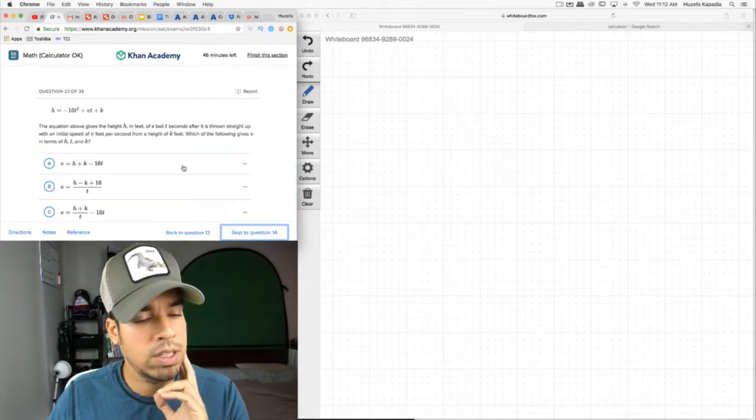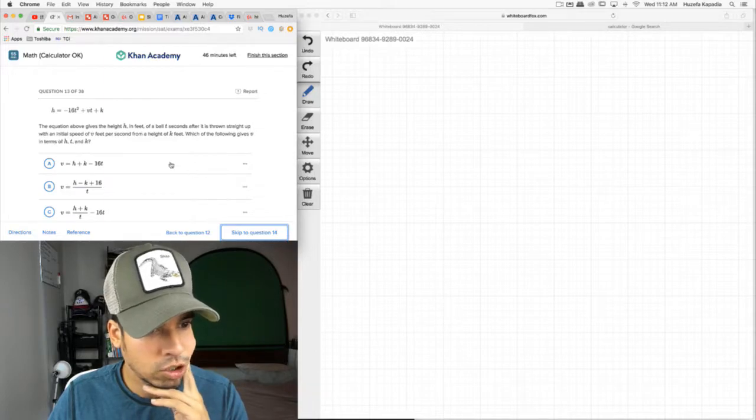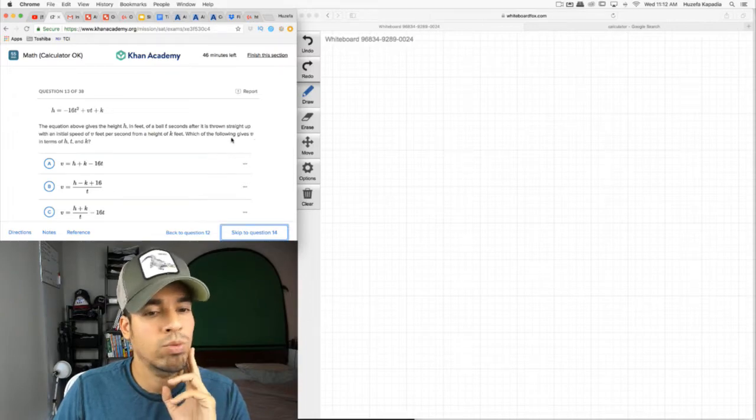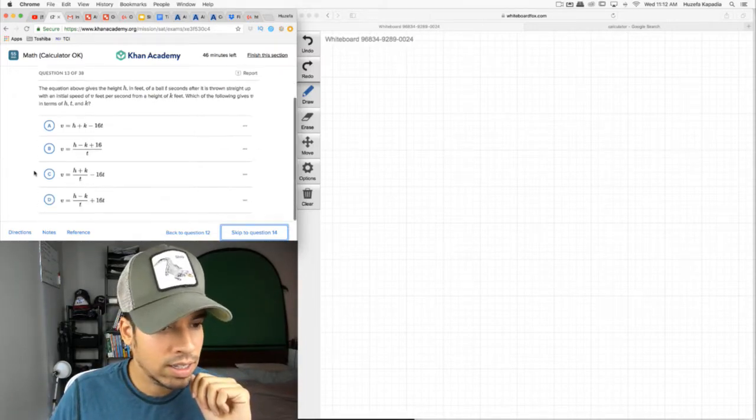The equation above gives the height in feet of a ball thrown straight up with an initial speed of v, blah, blah, blah. Which of the following gives v in terms of h, t, and k? So none of that matters. We're just isolating v, and you can see that in the answers.